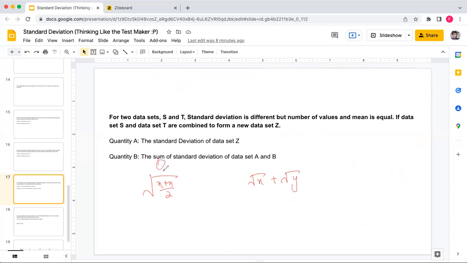So how can we proceed further? If we have this quantity comparison question, having these values, under root of (X plus Y) over 2 and under root X plus under root Y, how can we solve this? By the mirroring method. Yeah. By mirroring, how can we solve this quickly?